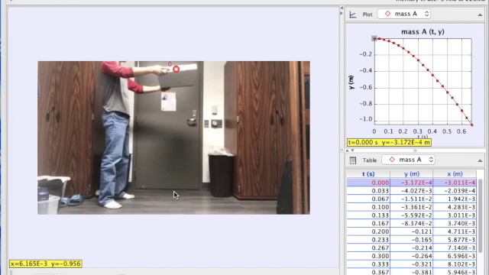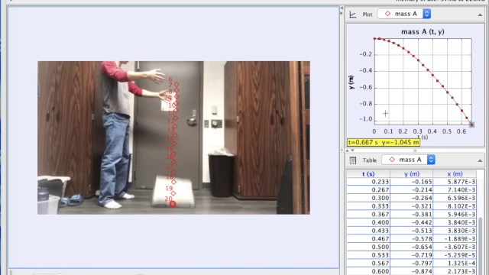Here we are in Tracker to analyze the video of our falling object. In this experiment, we use a pizza box as the system, setting the reference length for Tracker equal to the height of the pizza box, 0.05 meters, and placing the axis at the center of the system's mass.